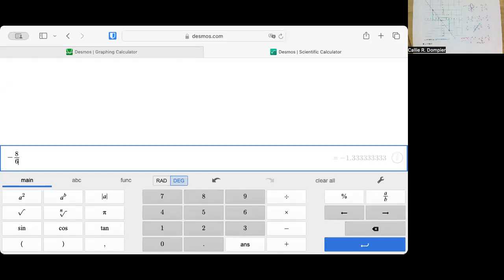Negative 8 divided by 6. Remember, press this button, convert to fraction, and instead of writing negative 8/6, I'm going to write negative 4/3 because that's the simplest form.